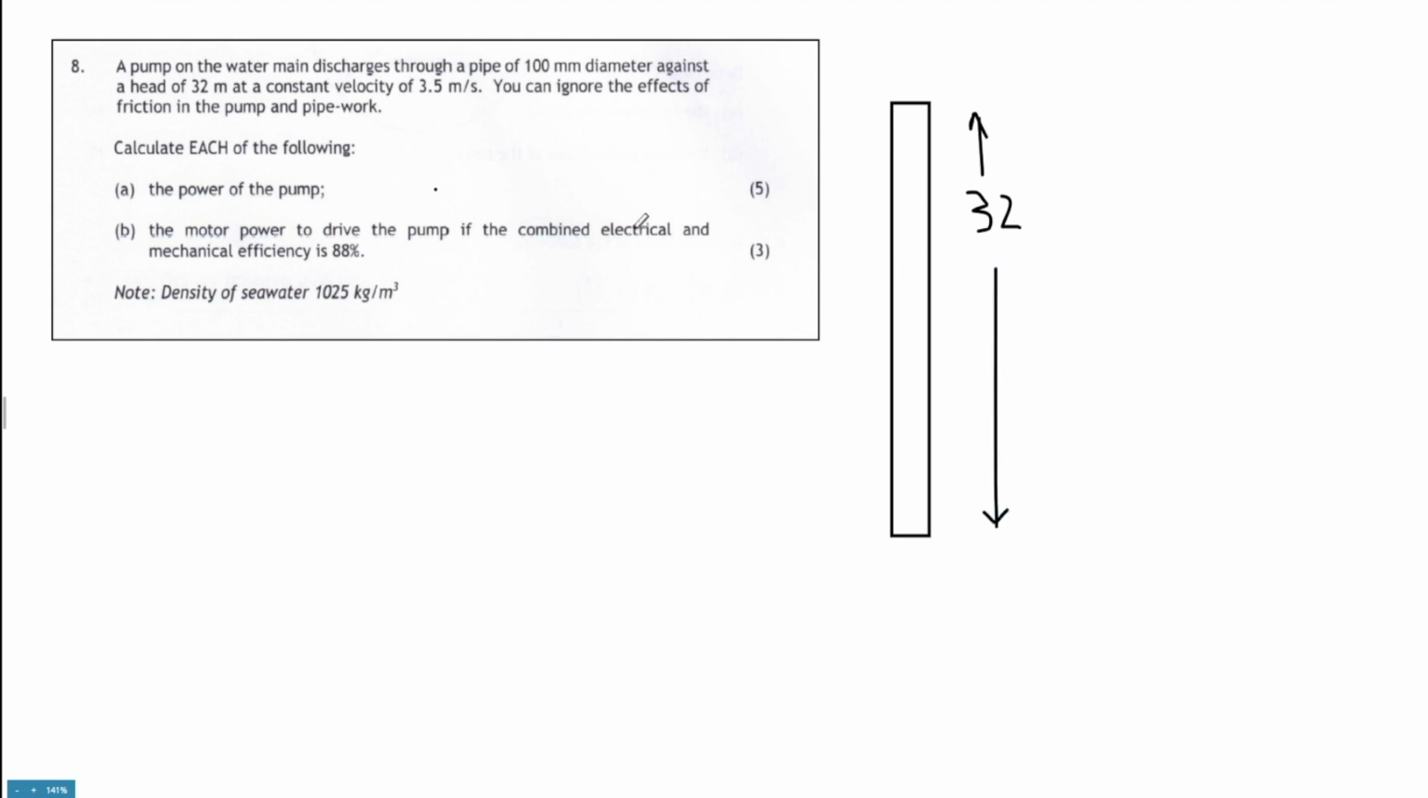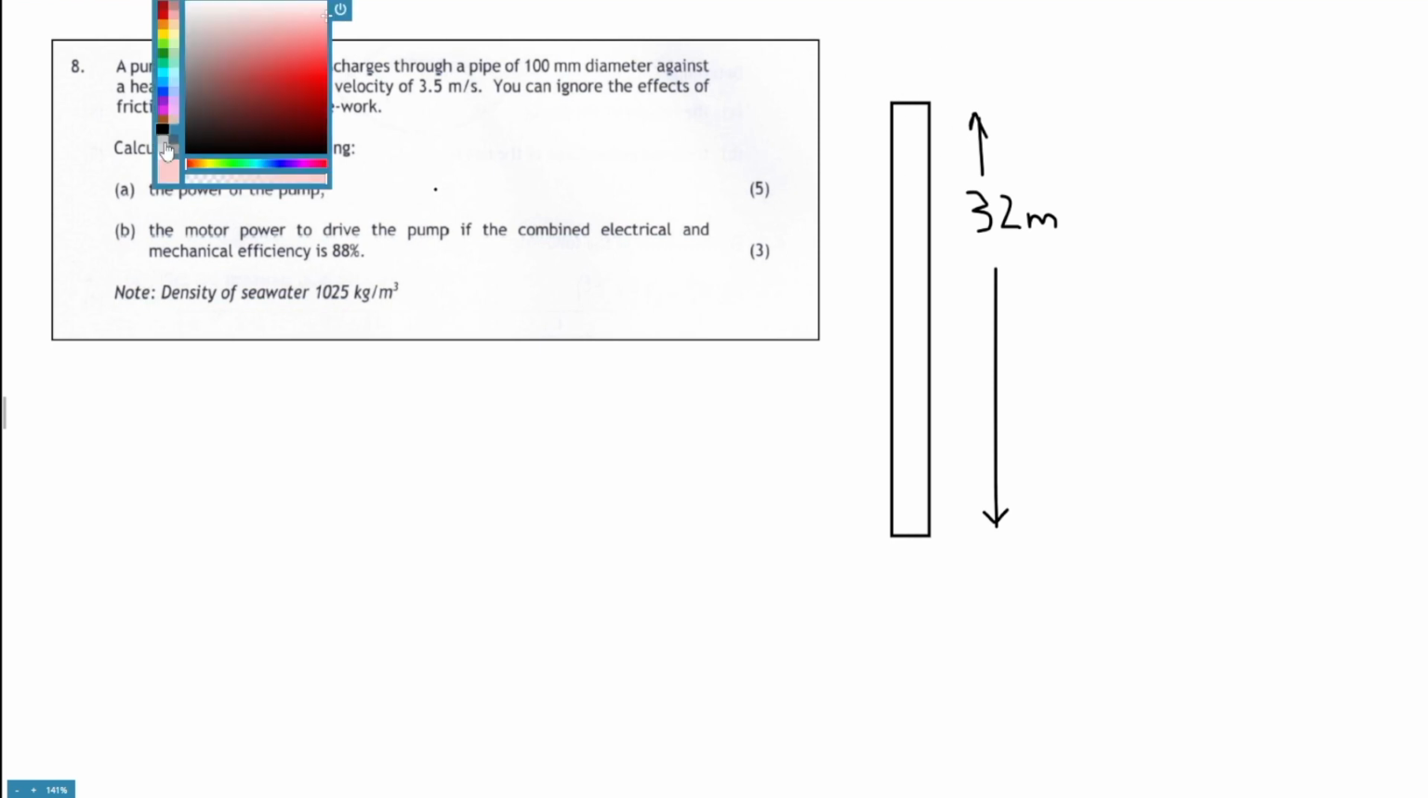I mean, you know, this is for pumping out tanks, cleaning out the ship, I guess, pumping out the ship, bilge pumps or whatever. So you've got 32 meters, a constant velocity of this thing. You can ignore the effects of friction in the pump and pipe work. That's nice. So effectively we're going to be lifting a big chunk of water, this whole pipe full of water. Imagine it was a solid cylinder. So let's make it look like a solid cylinder.